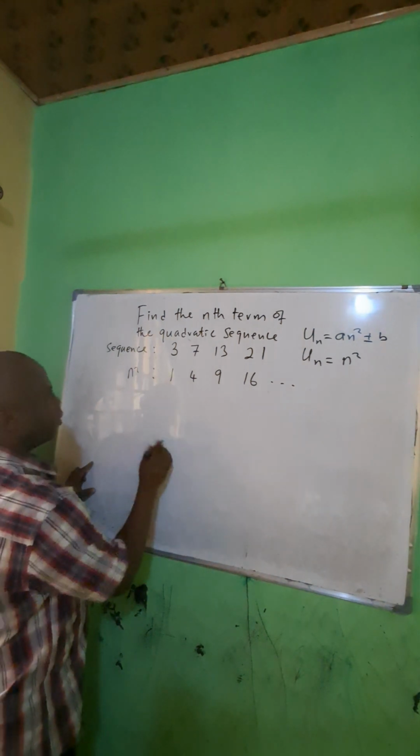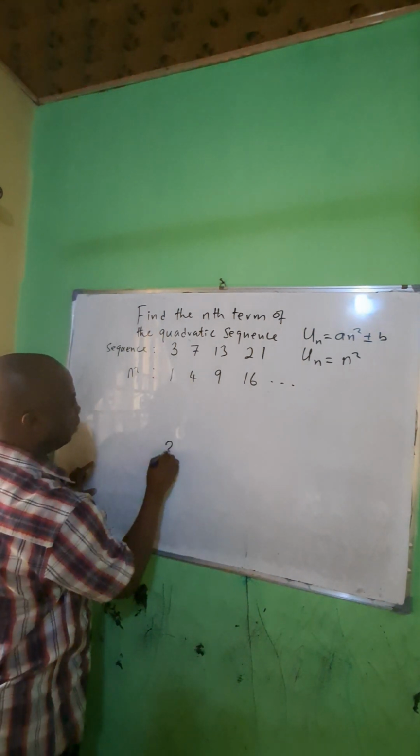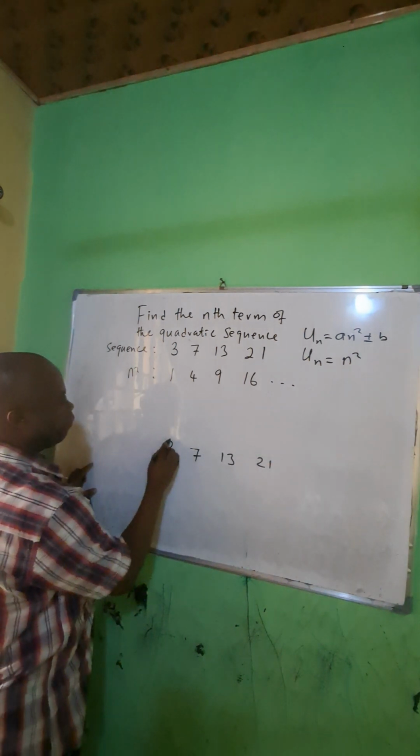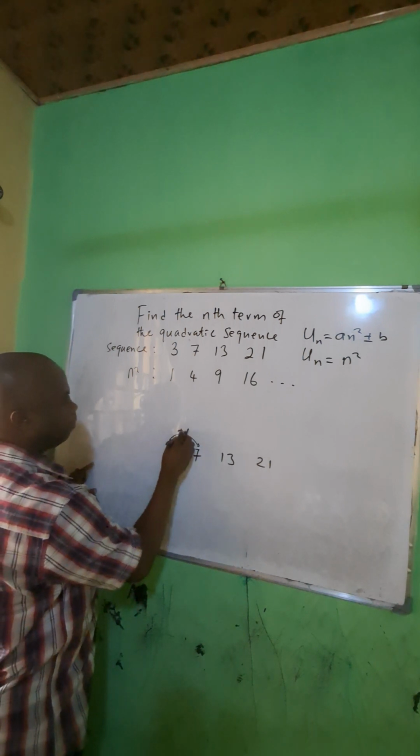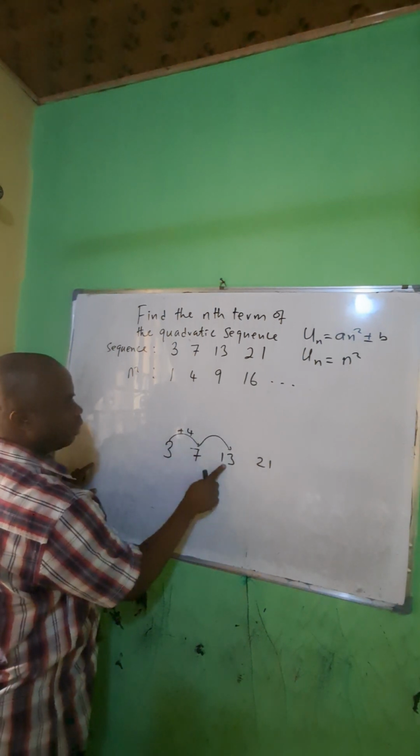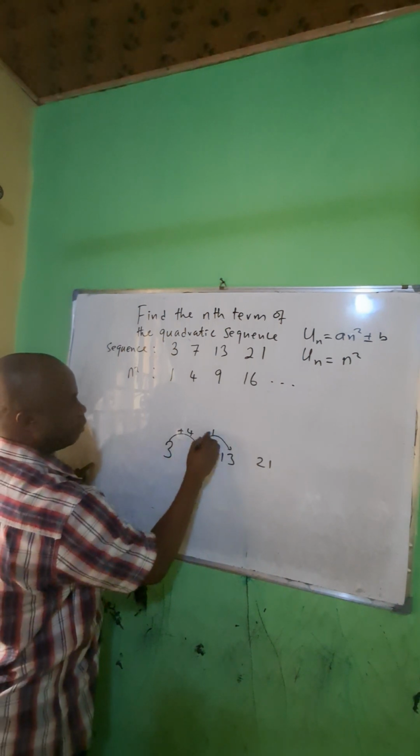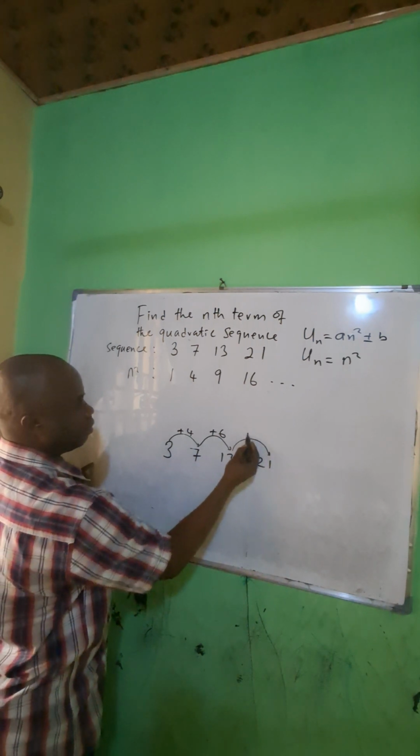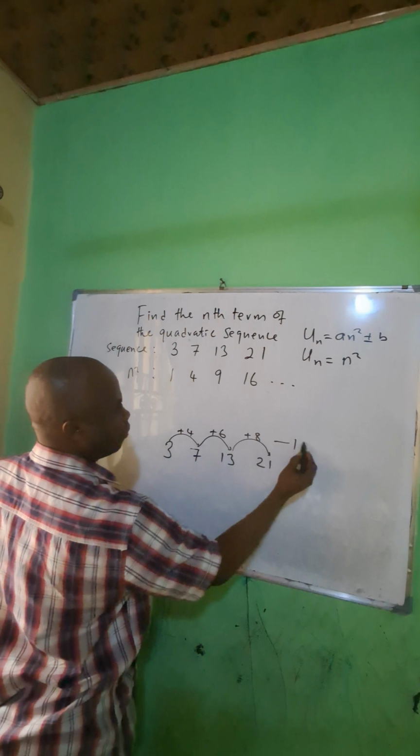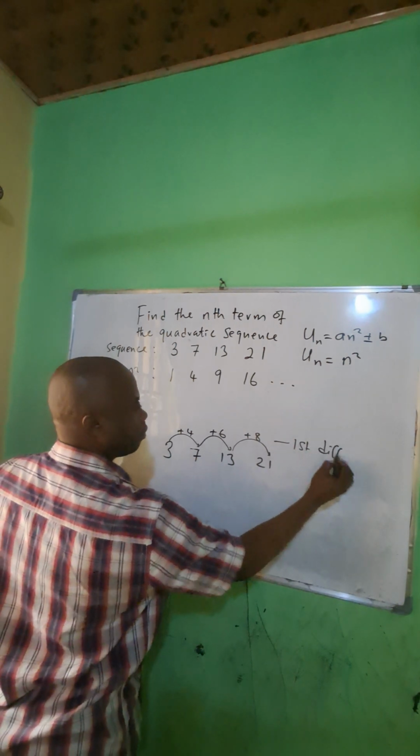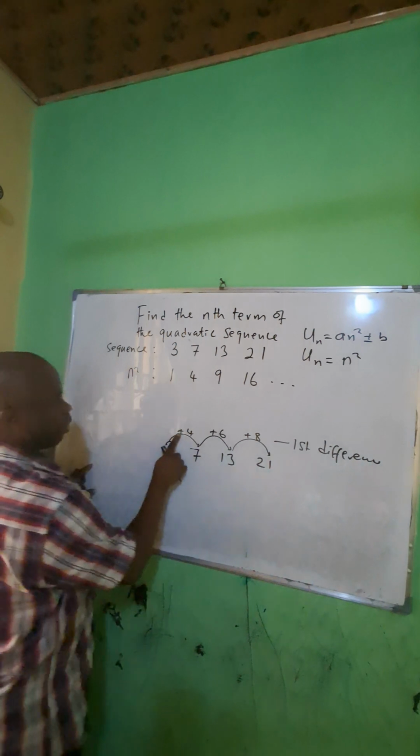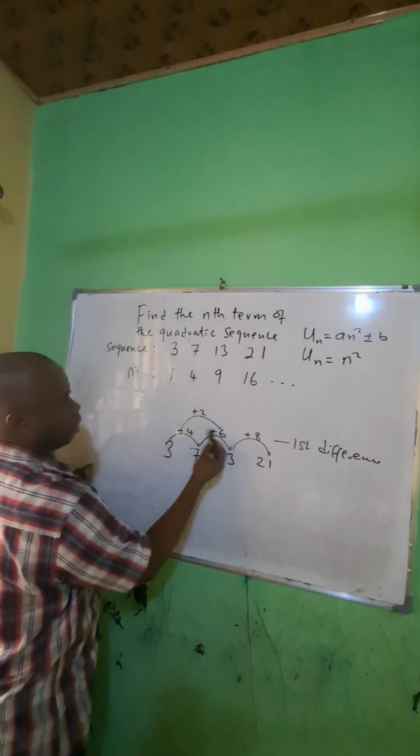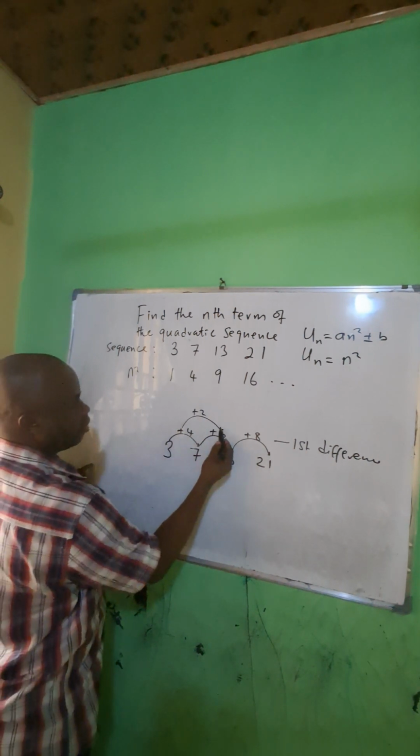Now, the way to go about it is we check: this is 3, and this is 7, 13, and 21. To move from 3 to 7, I will add 4. To move from 7 to 13, the difference is 6. From 13 to 21, the difference is 8. Call it the first difference. Now, the second difference: from 4 to 6 is plus 2. You add 2 to 4 to get 6. 6 to 8 is plus 2.